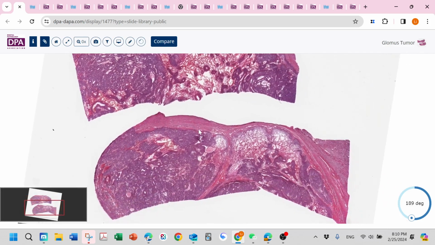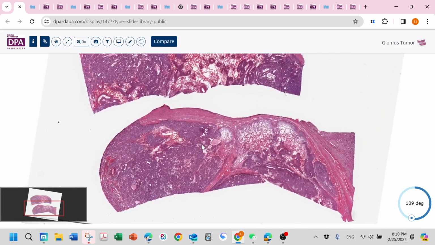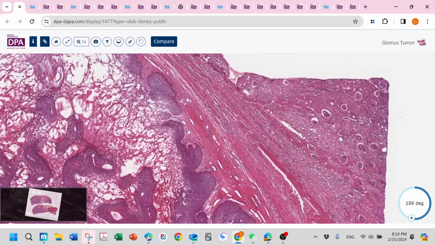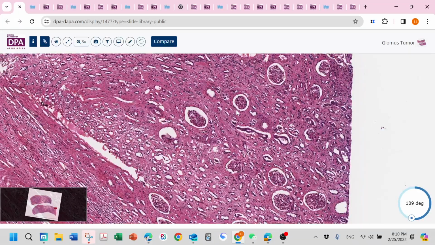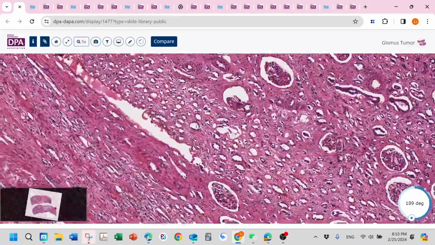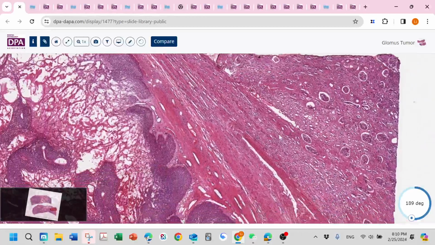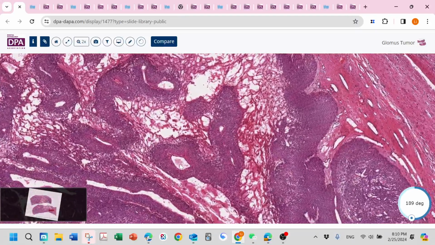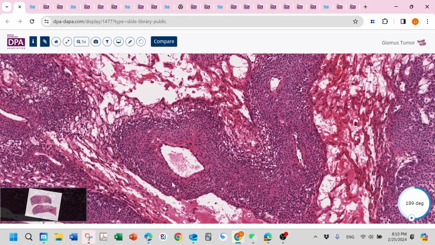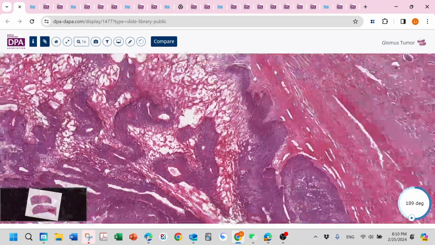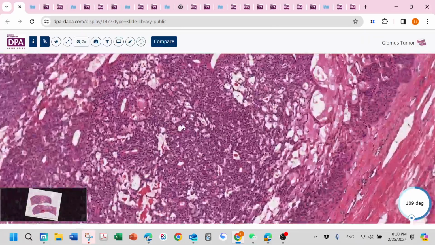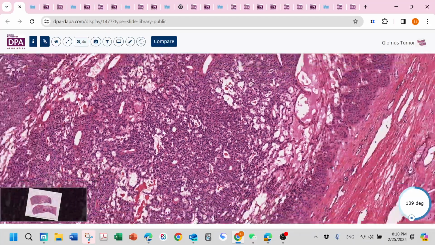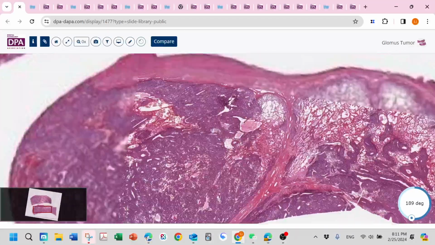Let's see one more sample. This one is bigger, maybe in deep soft tissue. This one seems to be in the kidney. We can see glomeruli, but we can still see the same process here. All these monotonous blue cells try to surround the blood vessel. See, all of these cells are monotonous. So this is another example of Glomus tumor.